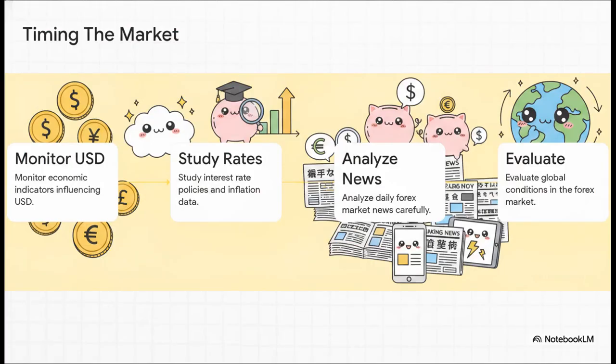So, before you actually pull the trigger on an execution decision, our playbook gives us 4 critical analytical actions. 1. Monitor the specific economic indicators influencing the dollar. 2. Vigorously study inflation data and interest rate policies coming from the Fed. 3. Analyze your daily Forex news feeds carefully so you don't get completely blinded by breaking events. And 4. Take a step back to evaluate the overall global market conditions. Only when you've done all 4 of those are you truly ready to evaluate the right moment to enter the market.